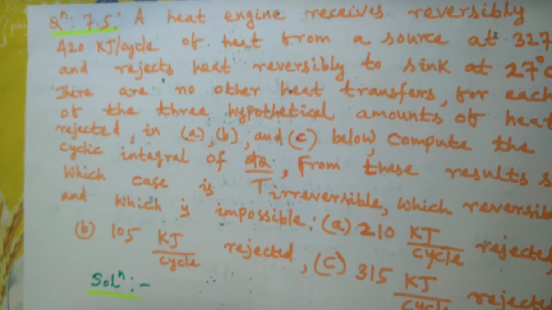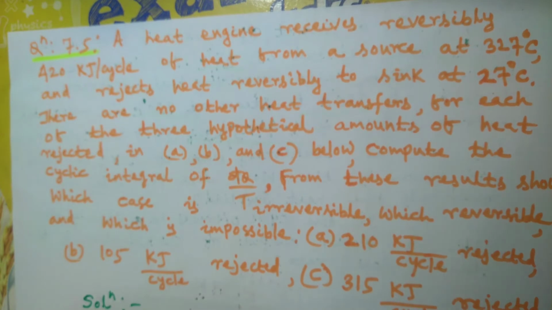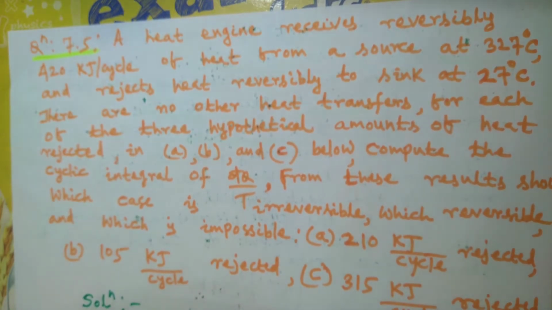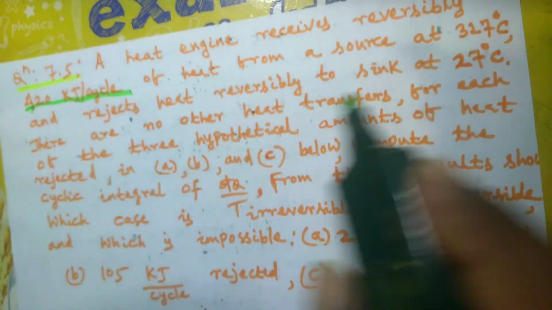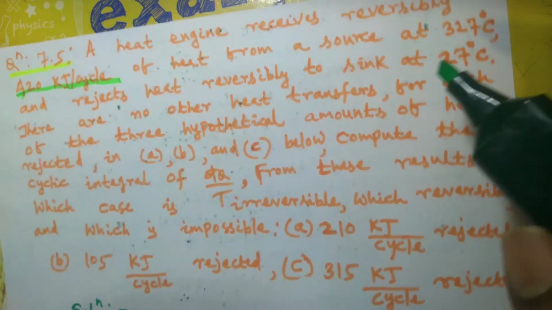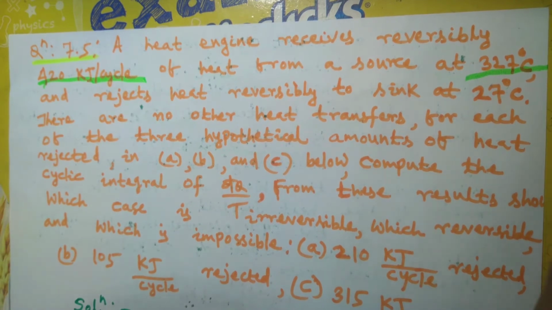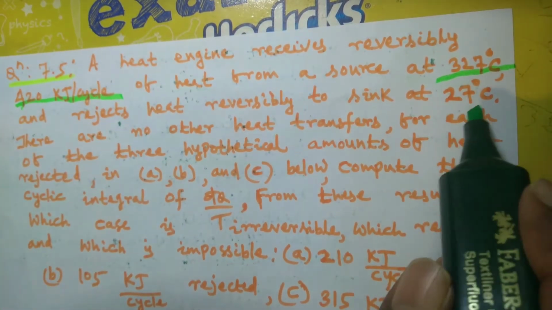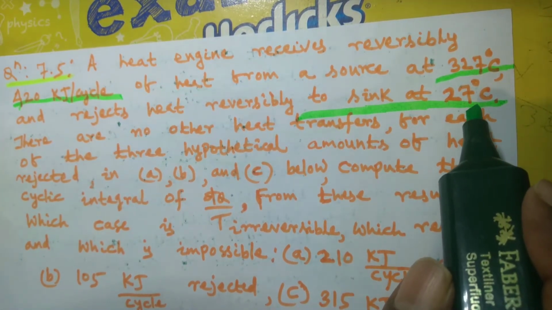So next question is, a heat engine receives reversibly 420 kilojoule per cycle of heat from a source at 327 degrees Celsius. And here the heat coming from the source is 420 kilojoule per cycle, and the source temperature is 327 degrees Celsius, and it rejects heat reversibly to a sink at 27 degrees Celsius. Sink temperature is given.